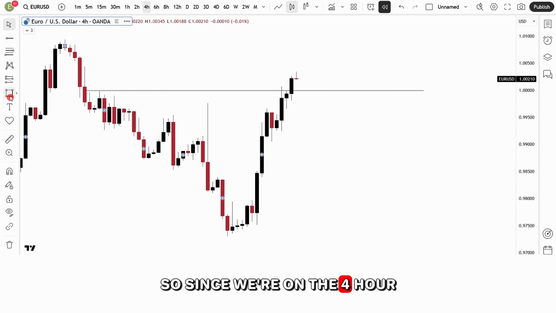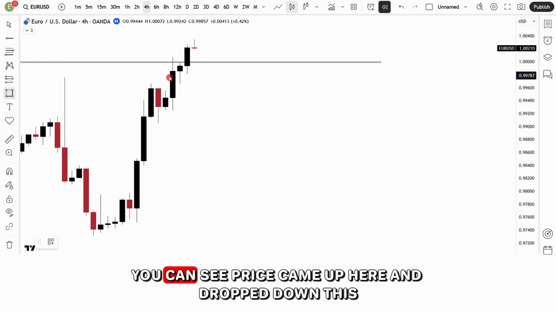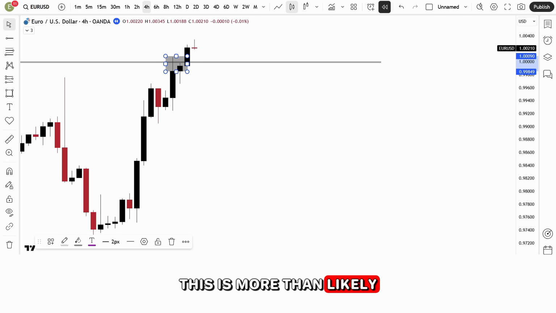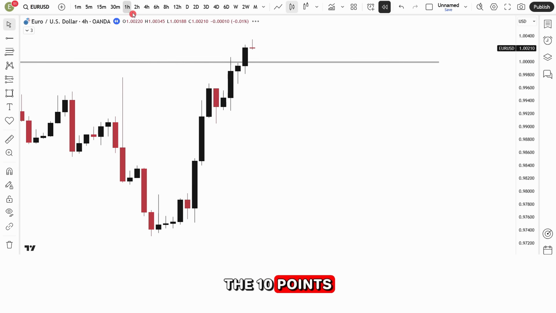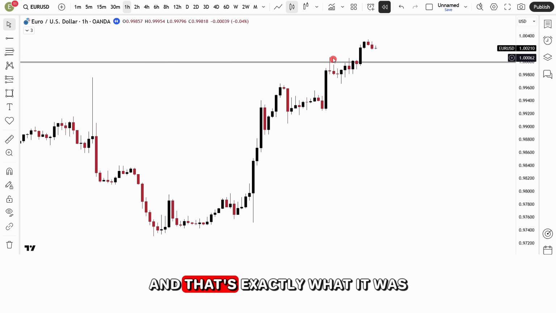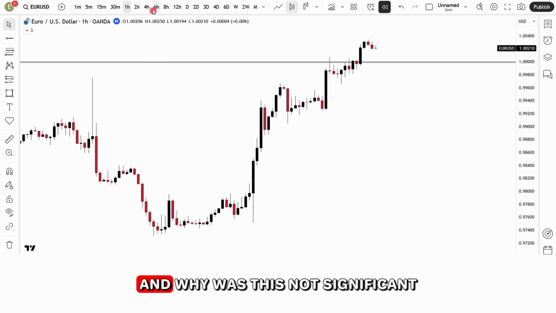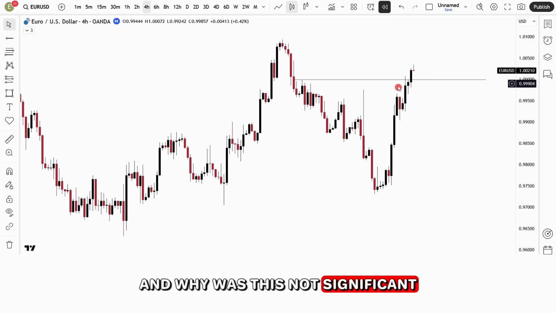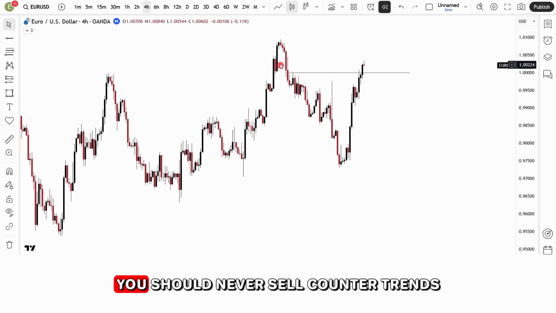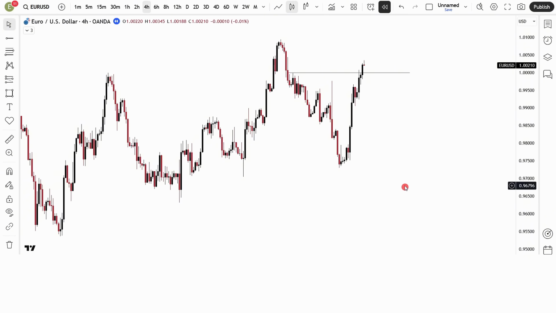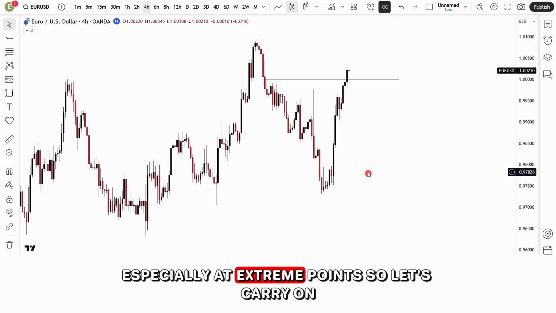Since we're on the 4-hour, you can see price came up here and dropped down. This is more than likely the 10 points, and that's exactly what it was. And why was this not significant? Because you are going counter trend, extremely counter trend at the extremes. You should never sell counter trend, especially at extreme points. So let's carry on.